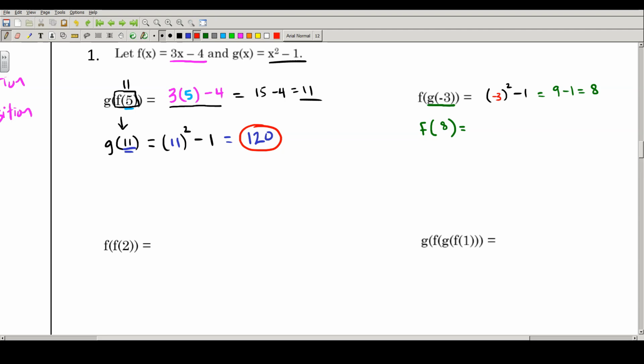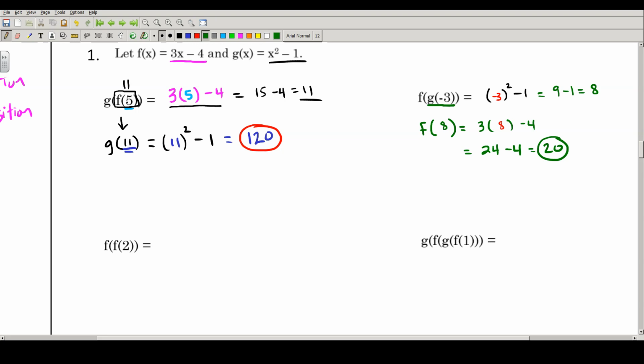So what is f of 8? Well, the function f is 3x minus 4. So 3 times 8 minus 4. In this case, 24 minus 4, and 24 minus 4 is 20. And our final answer would be 20. So f of g of negative 3 is equal to 20.